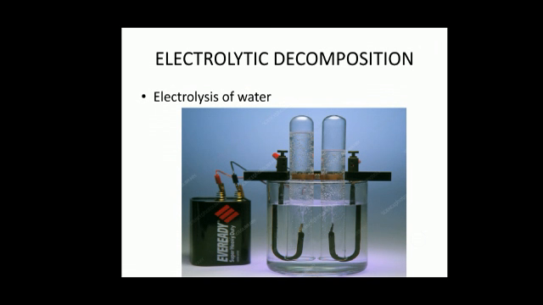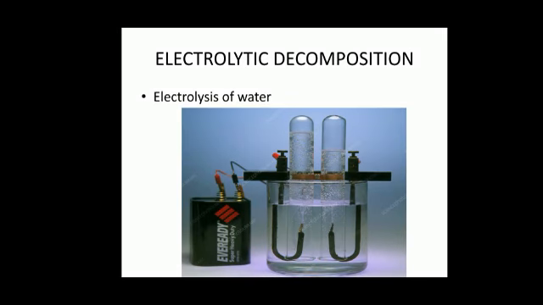Now, the next type of decomposition is electrolytic decomposition reaction. It is also known as electrolysis of water. See the image. What will you find here? You can see an Eveready battery. Battery is used to supply direct current or DC. Now, why direct current? Because direct current is responsible to break a compound into its constituents.